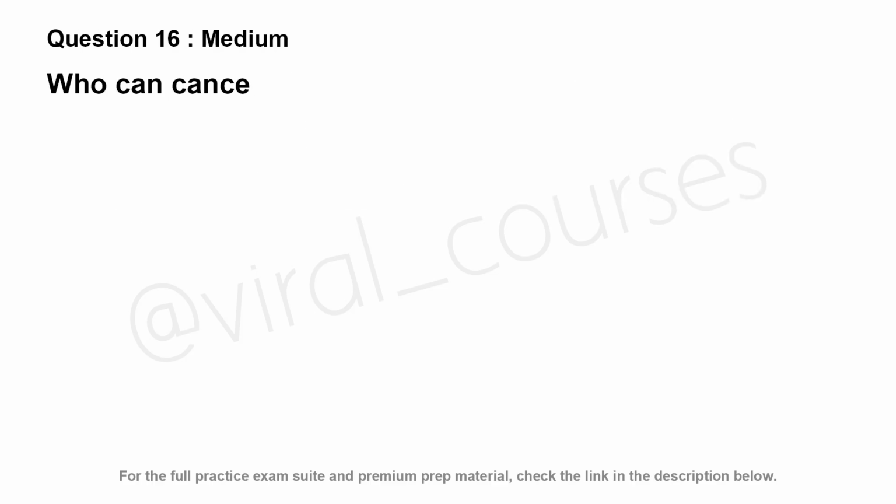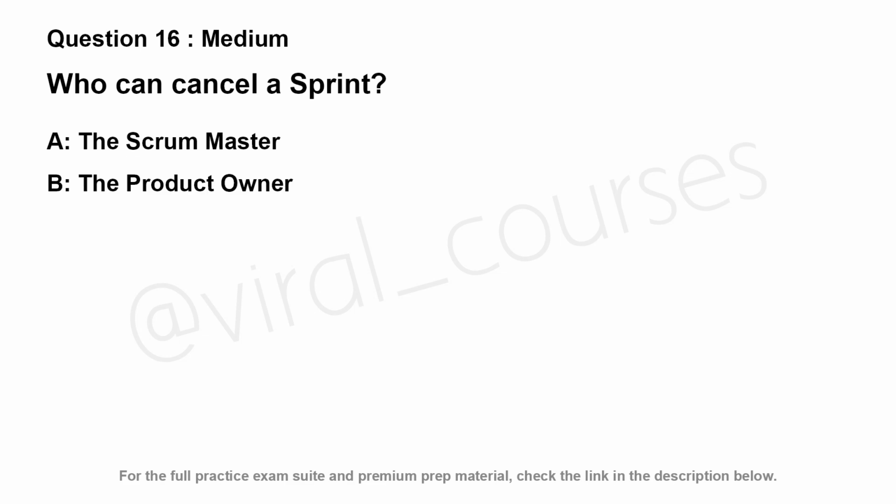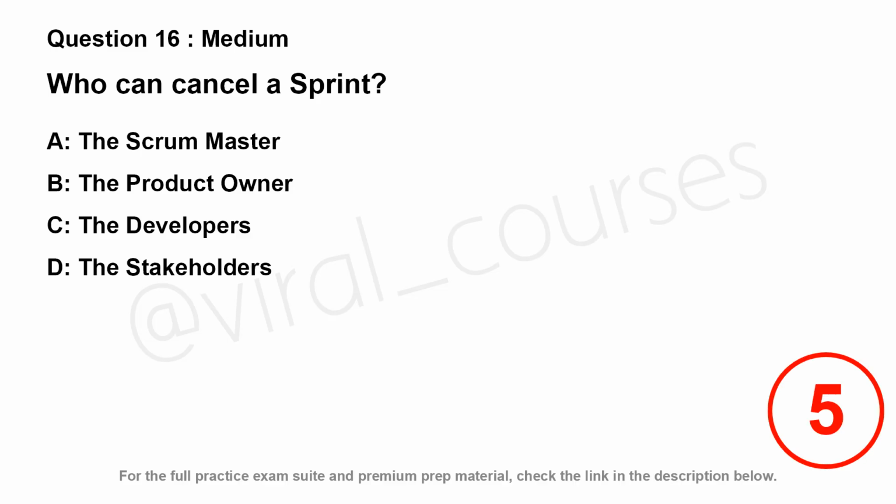Who can cancel a sprint? Option A: the Scrum Master. Option B: the product owner. Option C: the developers. Option D: the stakeholders.